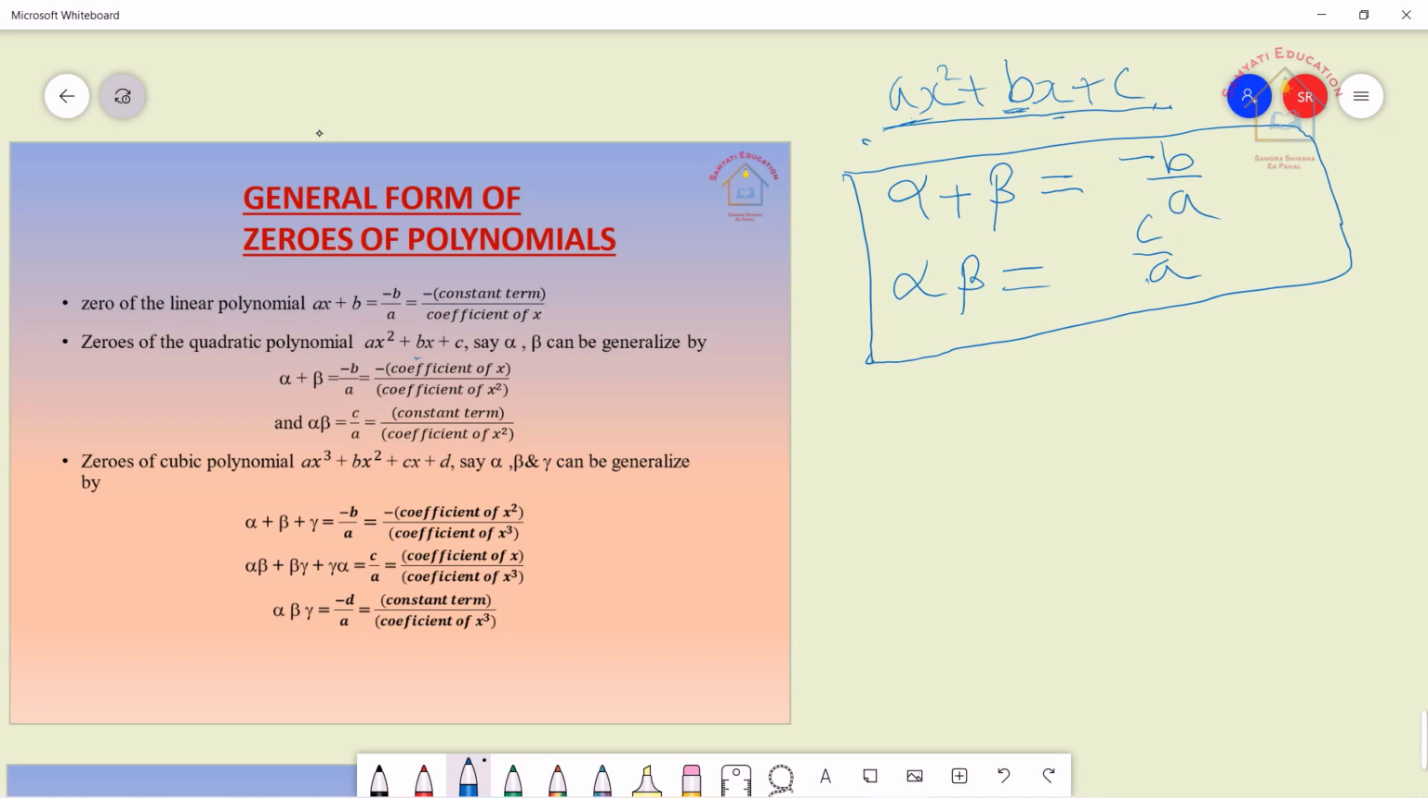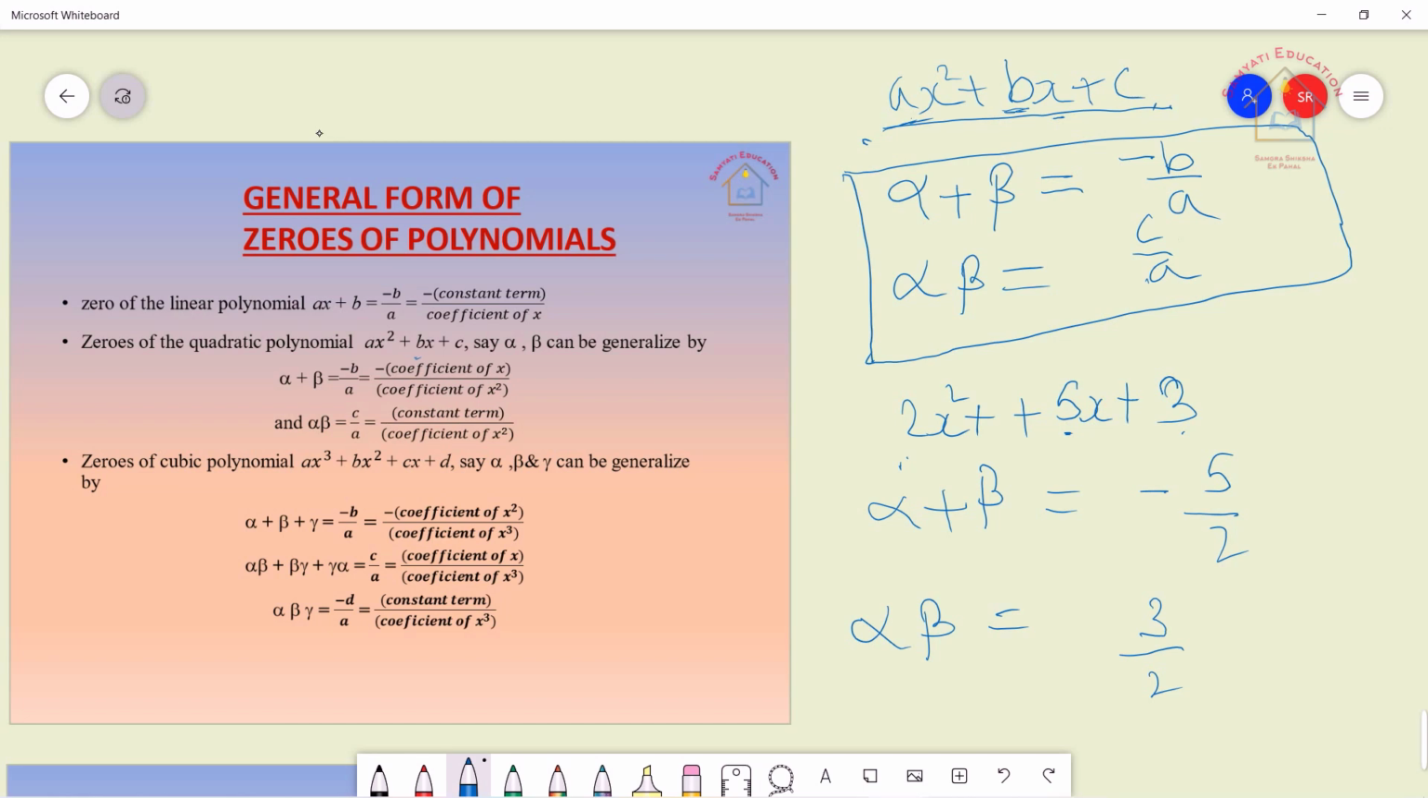So if I take an example of 2x square plus 5x plus 3, what is the value of alpha plus beta? It will be minus 5 by 2, coefficient of x upon coefficient of x square. What is the value of alpha beta? It will be 3 by 2, constant term upon coefficient of x square.